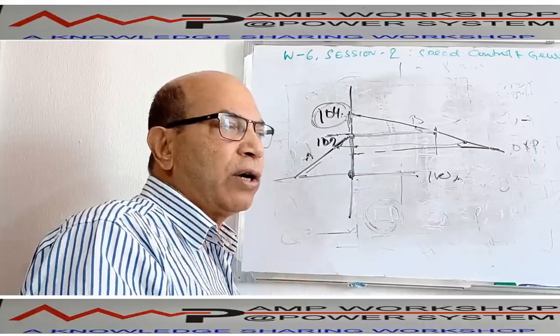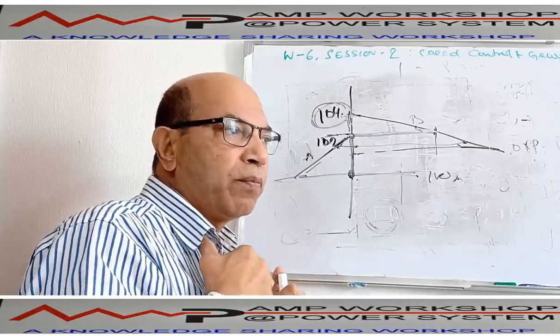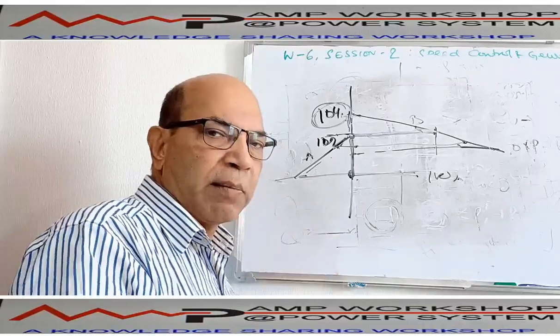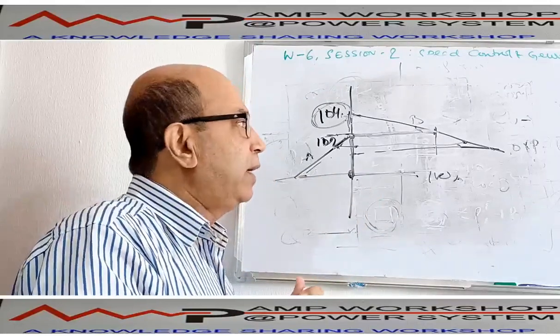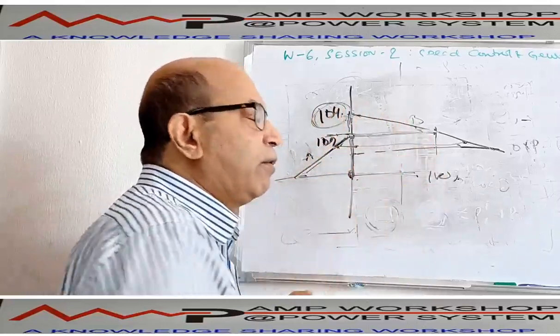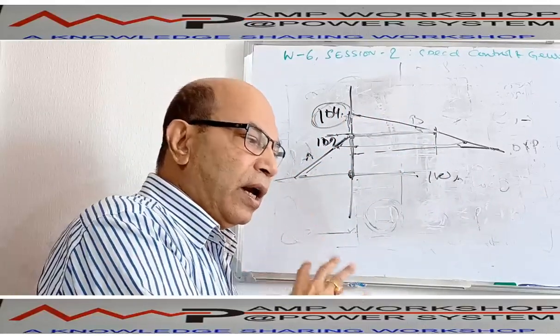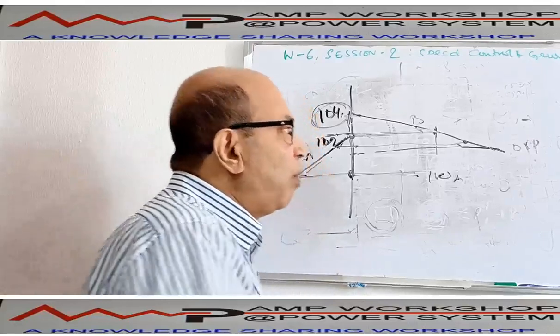So if we want to run machines with sharing of load proportional to the capacity, both the machines should have an identical Droop setting. And here also, that is required. So this is the Droop setting and the Droop operation.